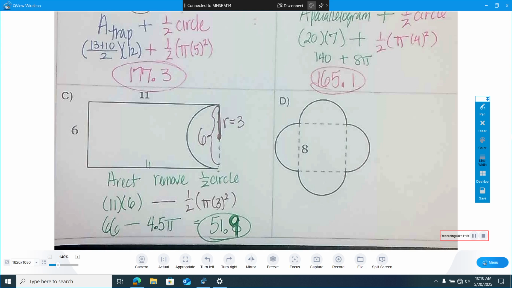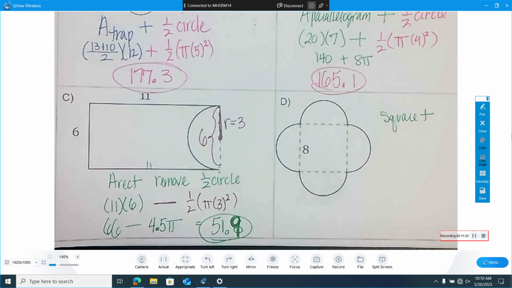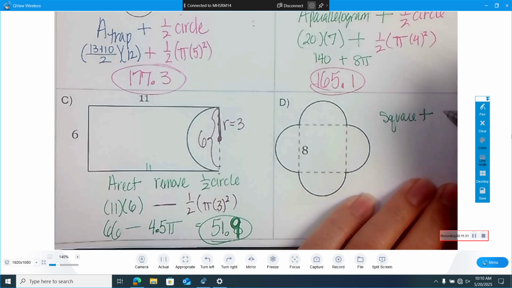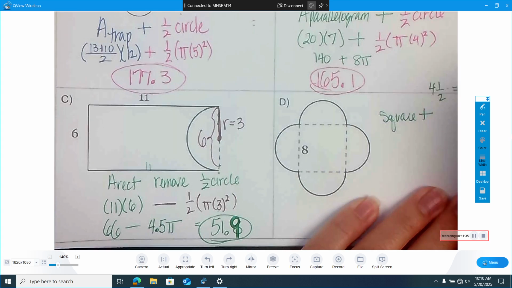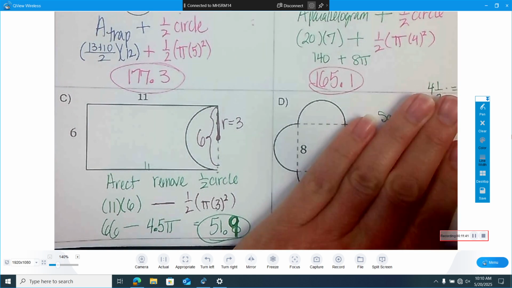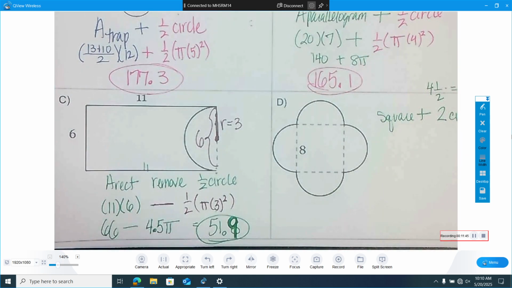All right. Letter D. Find the area. What are you thinking for this one? Square. And plus what? 4 half circles. Interesting. Okay. Oh, because 4 halves is really just 2. So 2 circles. Very good. So when I look here, I see a half and a half. That's going to make a whole circle. And down here we have a half and a half, and again makes a whole circle.